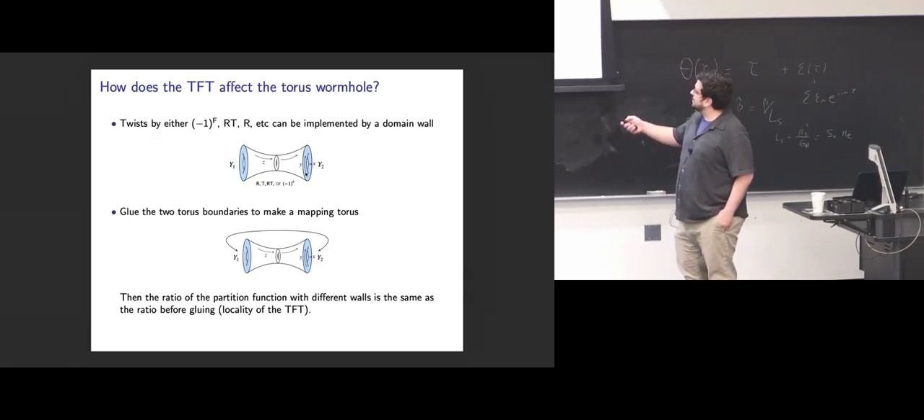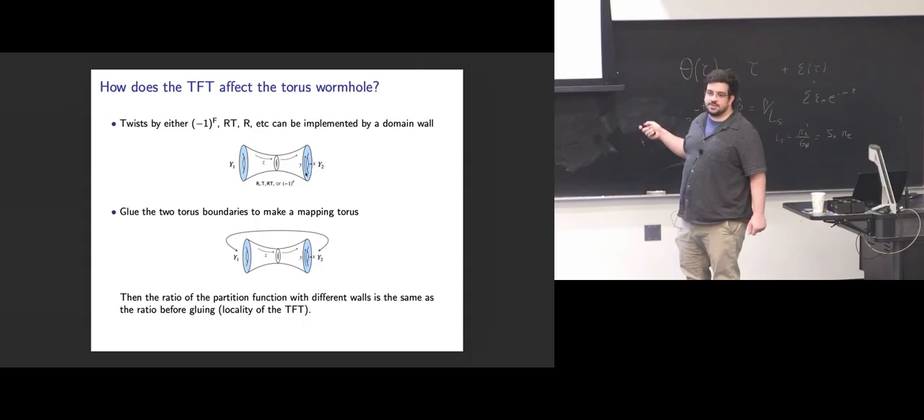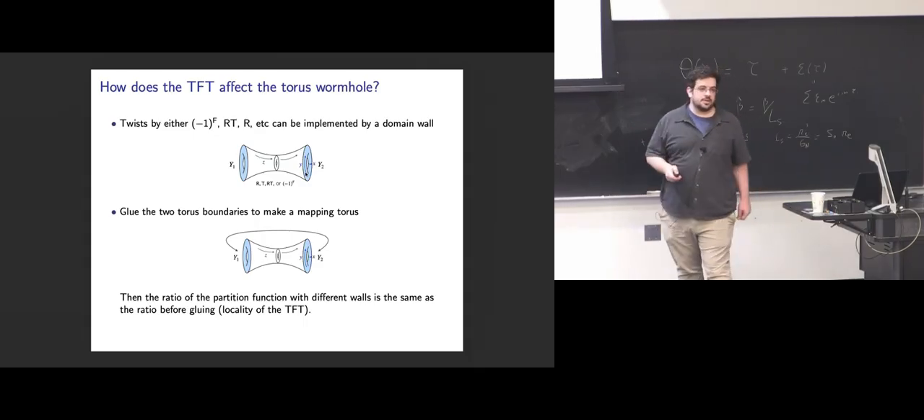And by the way, this also allows you to compute how the different TFTs give you different phases when you sum over modular images on the torus wormhole. So that will appear everywhere.